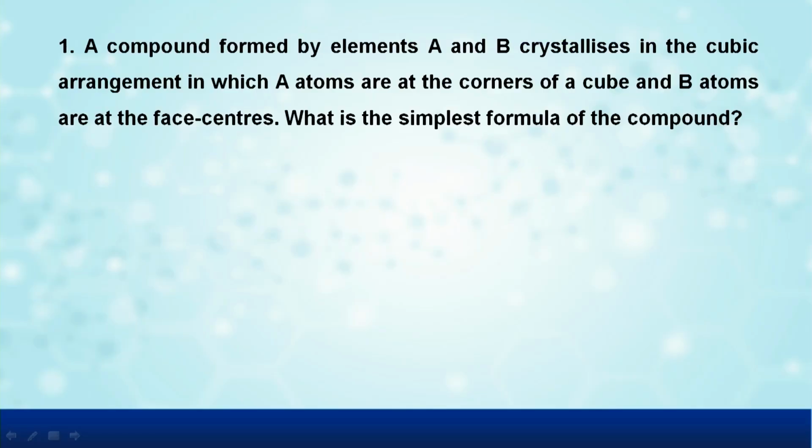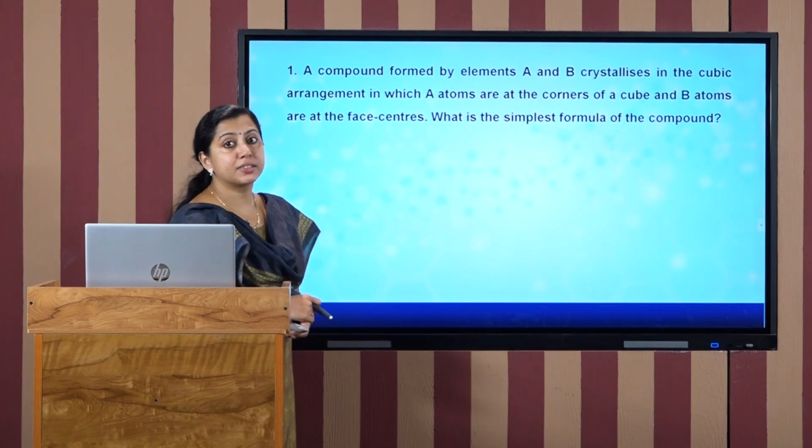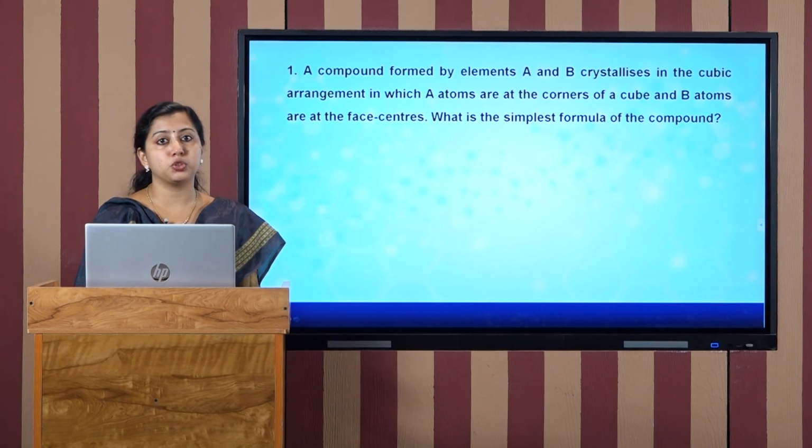Now, let us see some problems related to the number of atoms per unit cell. The first question, a compound formed by elements A and B crystallizes in the cubic arrangement in which A atoms are at the corners of a cube and B atoms are at the face centers. What is the simplest formula of the compound? Okay. So, it is given that A and B crystallizes in the cubic arrangement.